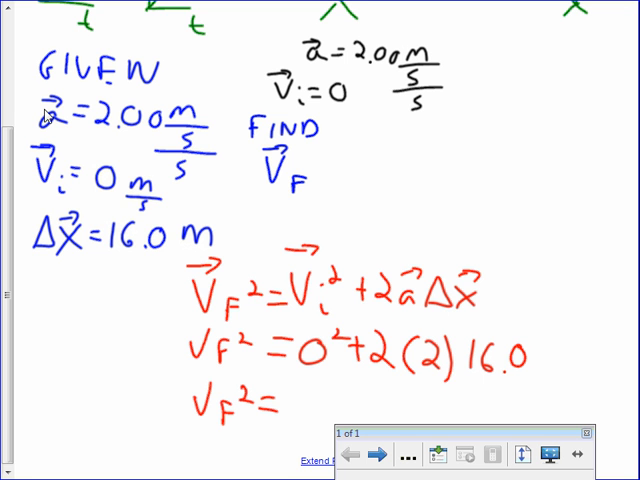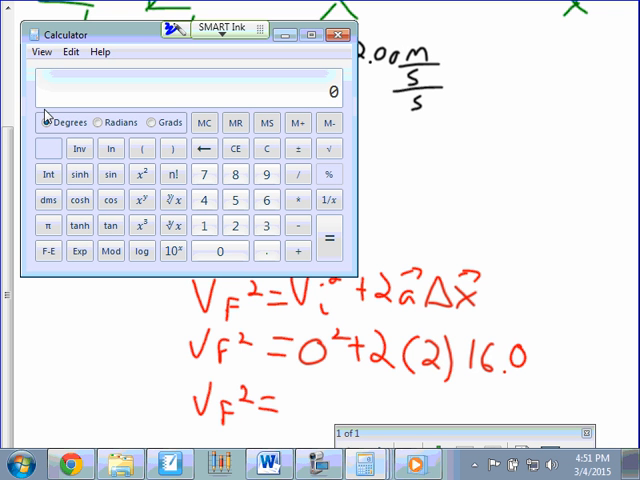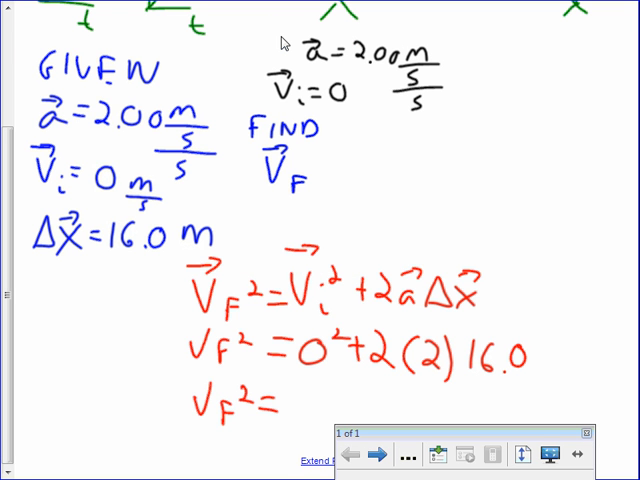So I put this in my calculator. 0 squared equals 0. So it's really just going to be 2 times 16, which is going to be equal to 64. That, remember, however, is the square of my final velocity.